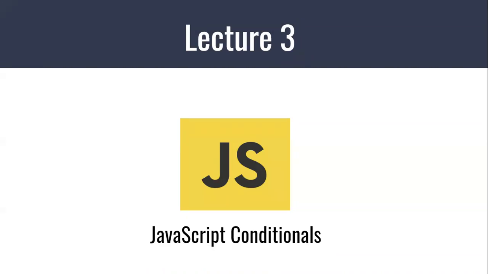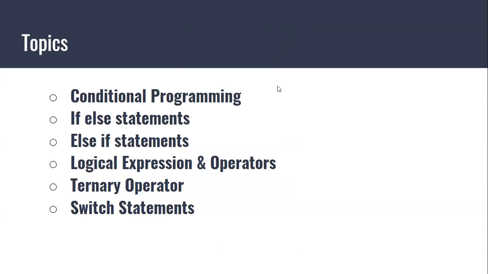JavaScript conditionals. That's what we're going to get into. If you're going to be a programmer, you're going to end up knowing how to do some type of conditional programming. If-else statements, else-if, logical expressions and operators, ternary operators, and then switch statements. So ternary is probably not saying it right, but it's a newer kind of.